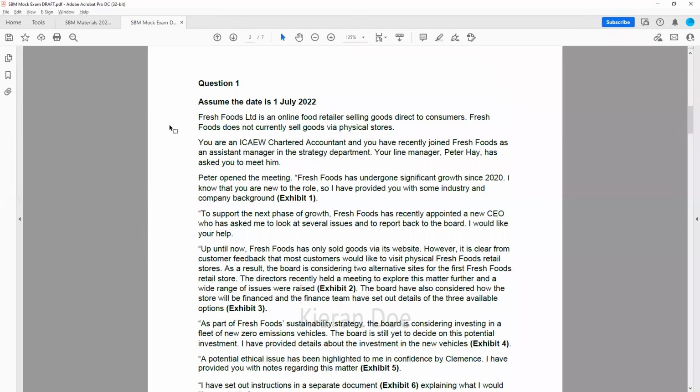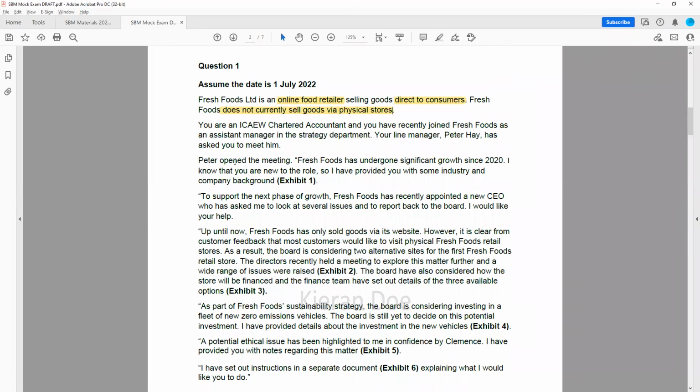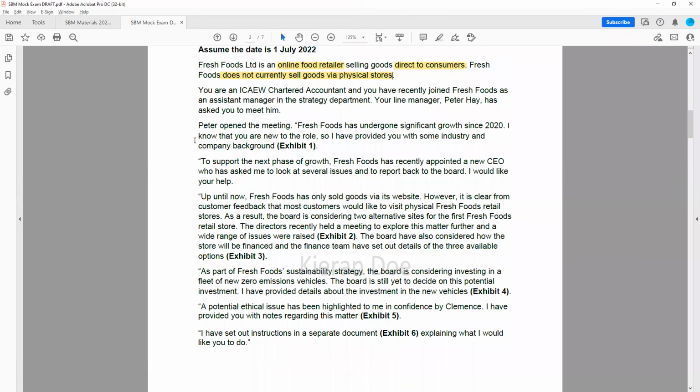So assume the date is 1st of July 22. So Fresh Foods Limited is an online food retailer selling goods direct to consumers. Fresh Foods does not currently sell goods via physical stores. So it's an online food retailer. You are an ICAEW chartered accountant and you have recently joined Fresh Foods as an assistant manager in the strategy department. Your line manager has asked you to meet him. So he's opened a meeting. Fresh Foods has undergone significant growth since 2020. I know that you are new to the role, so I've provided you some industry and company background.